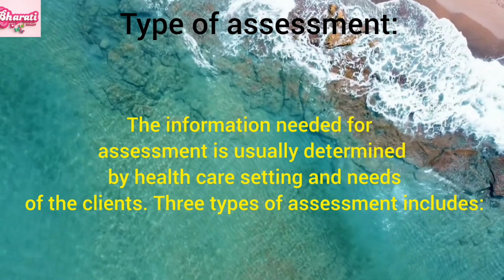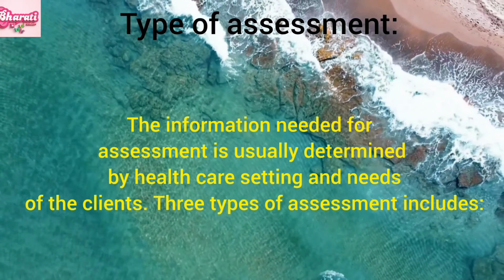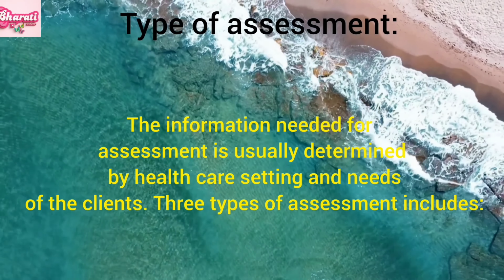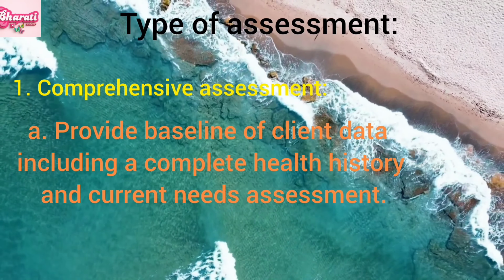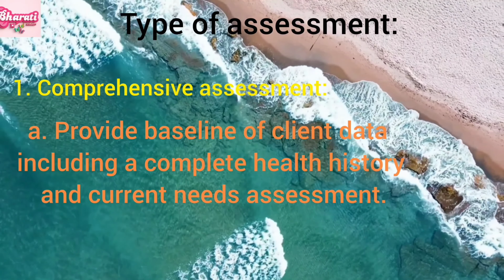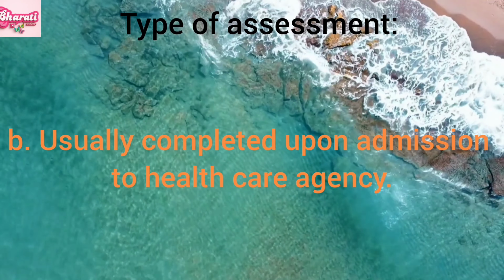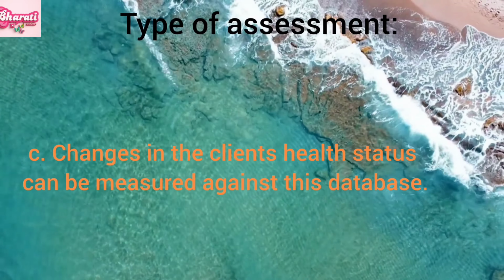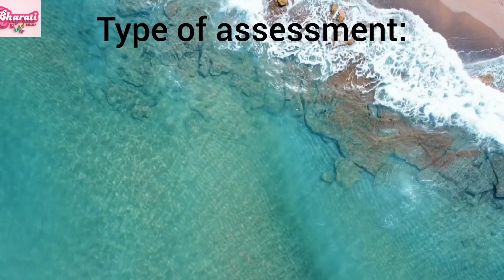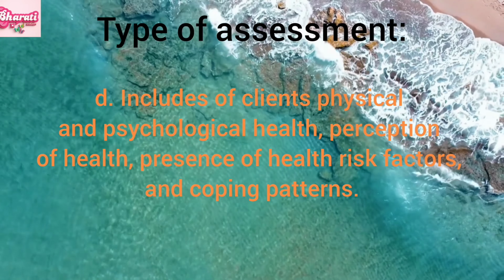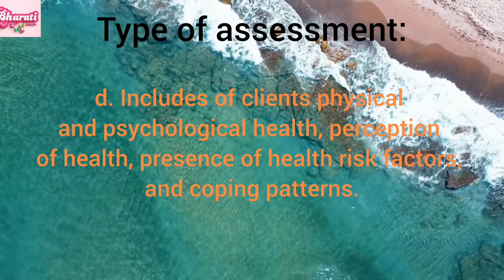Types of assessment. The information needed for assessment is usually determined by health care setting and needs of the clients. 3 types of assessment include: 1. Comprehensive assessment. A. Provides baseline of client data, including a complete health history and current needs assessment. B. Usually completed upon admission to healthcare agency. C. Changes in the client's health status can be measured against this database. D. Includes client's physical and psychological health, perception of health, presence of health risk factors, and coping patterns.